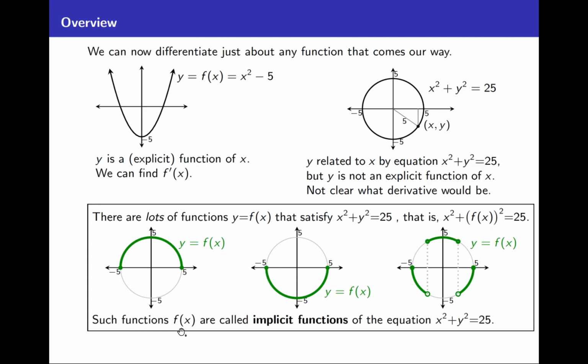And such functions f of x are called implicit functions of the equation x squared plus y squared equals 25. They're not really inherent in the equation, but they're implied by it. You could create such functions by erasing parts of the graph to get something that passes the vertical line test. These are implicit functions of the equation. So in a nutshell, today's goal is going to be to learn how to differentiate implicit functions, like the ones illustrated here. And this technique of differentiating implicit functions is called implicit differentiation.